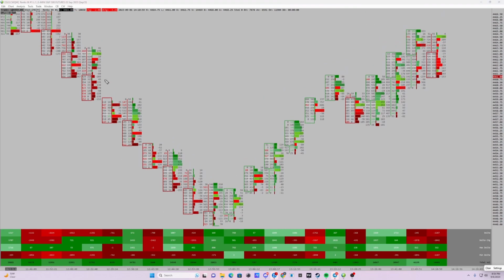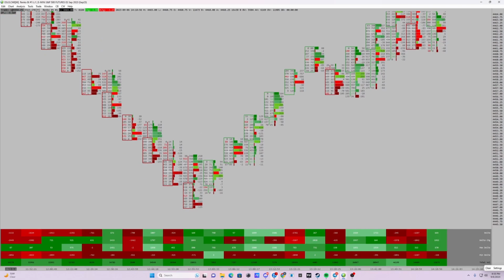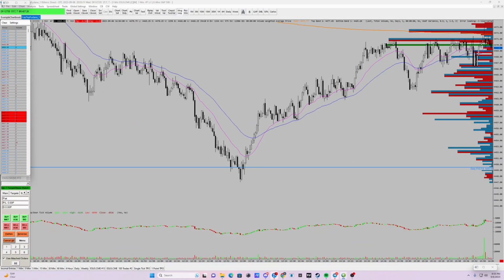Okay, so what was happening is they were consistently getting shut down by passive selling, passive selling, passive selling, and it was moving the market lower, lower, lower. Finally, prices moved above some aggressive buyers. At this point, if we go back to our 1-minute chart, we're displacing over this 1-minute high.